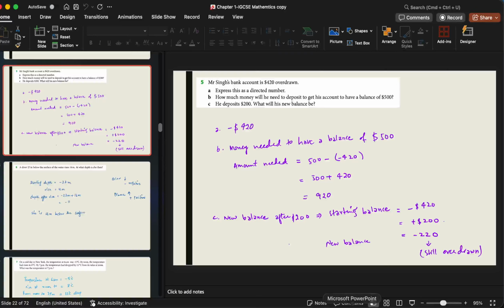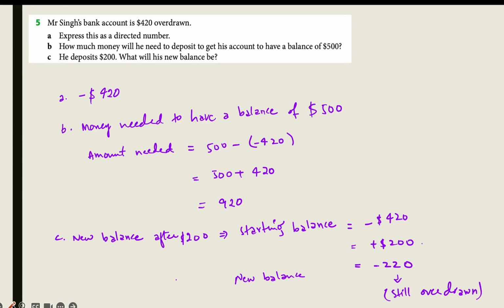Welcome back, everyone. We will be solving the next question of the exercise, question number 5, which states that Mr. Singh's bank account is $20 overdrawn. An overdrawn bank account means that you have withdrawn or spent more money than you actually had in your account. As a result, your account balance becomes negative.